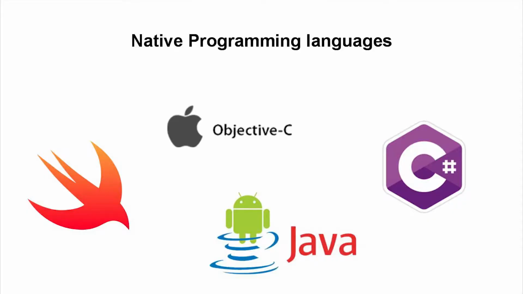What we are using to write applications for iOS is Objective-C, which was provided by Apple in 1983, and its now younger brother Swift, which was introduced to the market in 2014. For Android, of course, Java, and for Windows Phone, C# and the .NET platform.